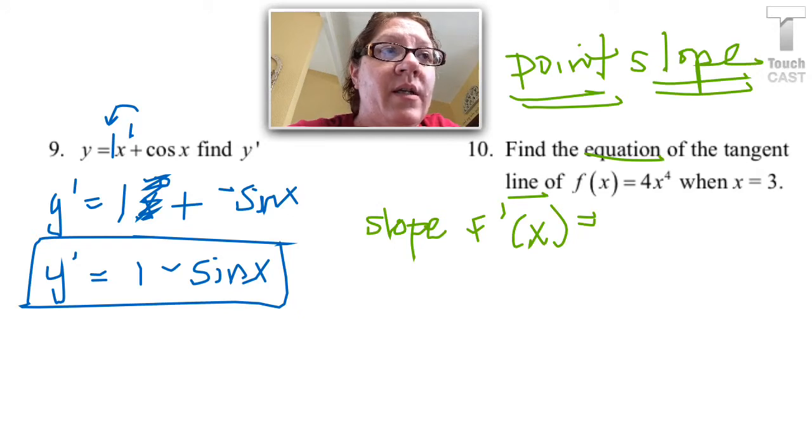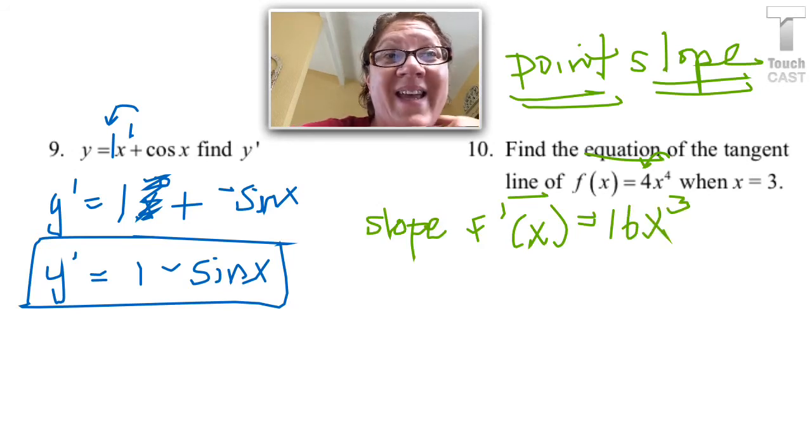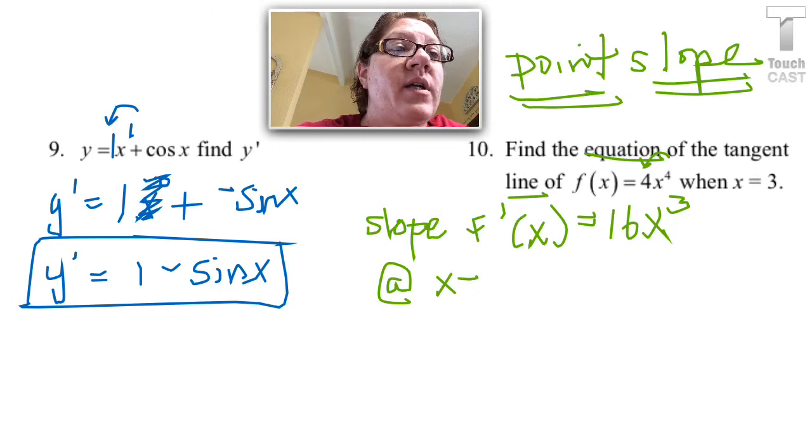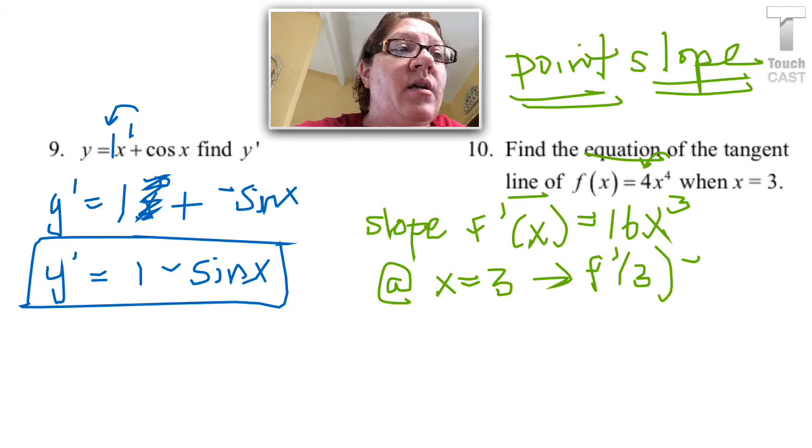So simple, right? Single term, power down. So I'll have 16x cubed. So that's the slope of any tangent. I need the slope at x equals 3. So I'm going to plug in 3. And I'll get 16 times 3 cubed. So 16 times 9 is 144.